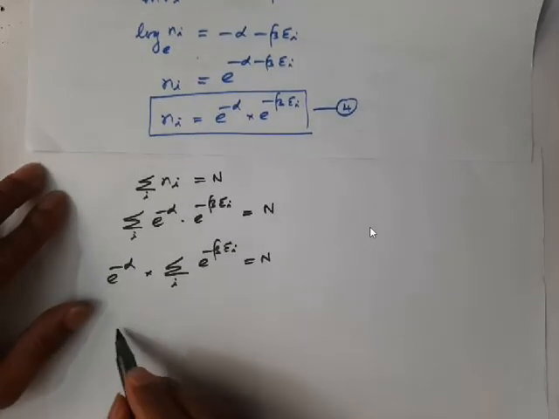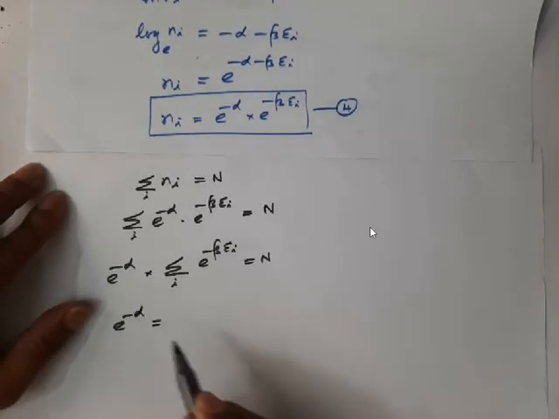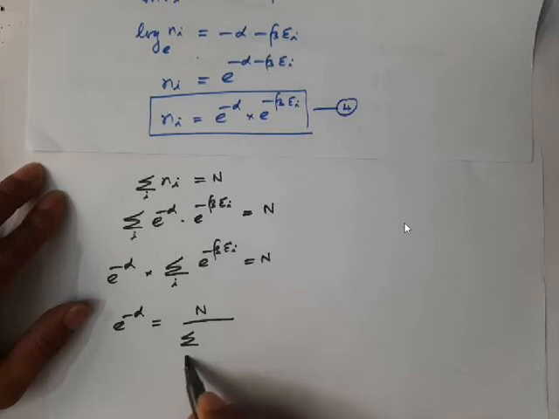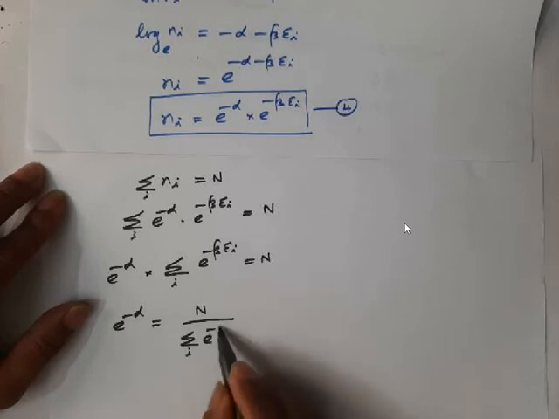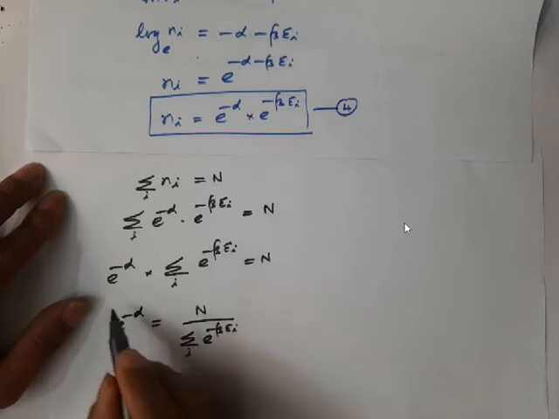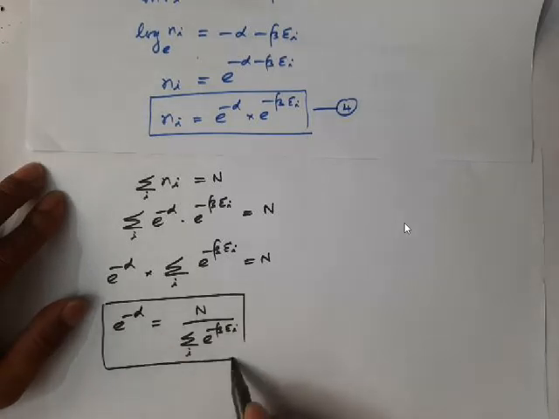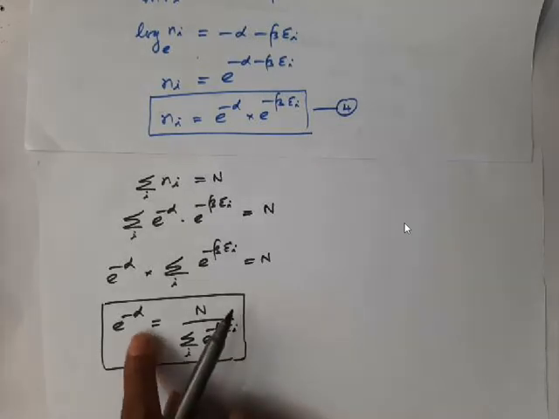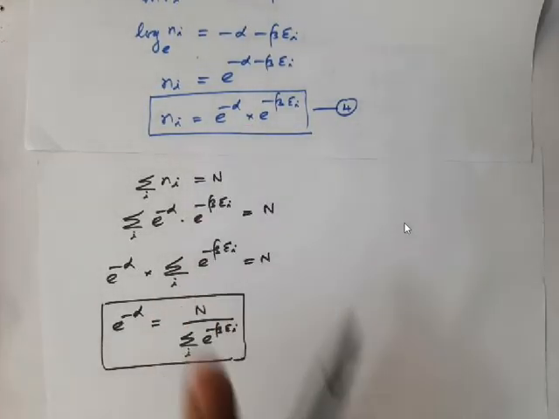Or we can also write this as e power minus alpha equal to N by summation over i e power minus beta into Ei. This is the value of e power minus alpha. Now I'll substitute this quantity in equation number 4.